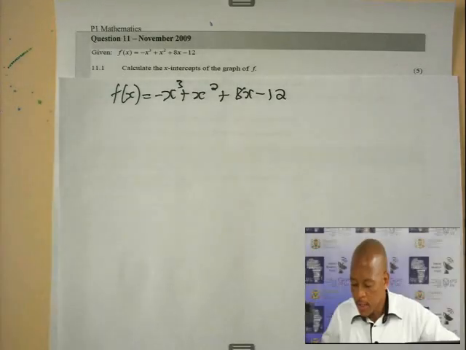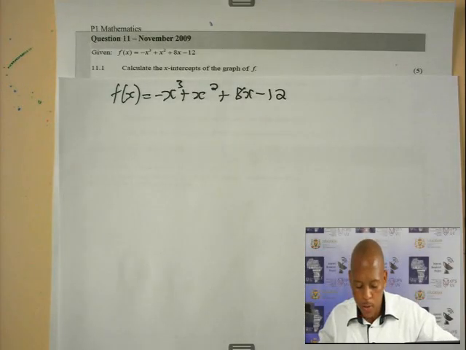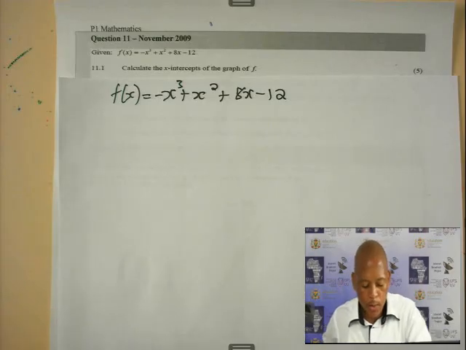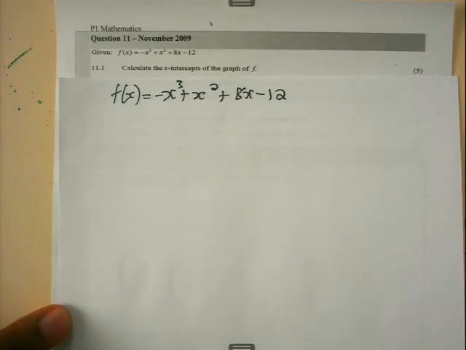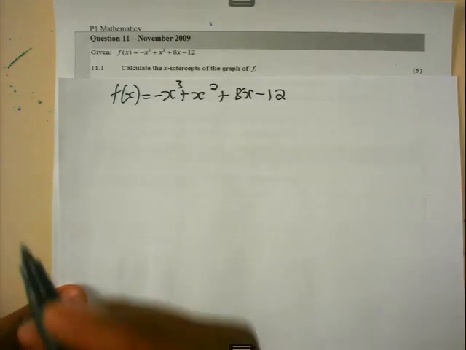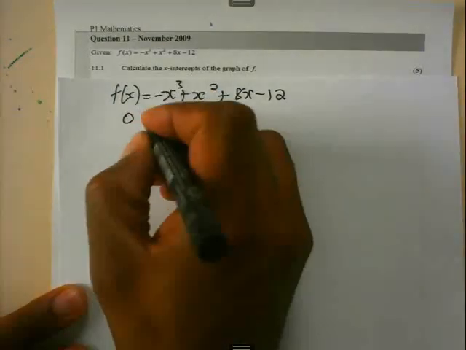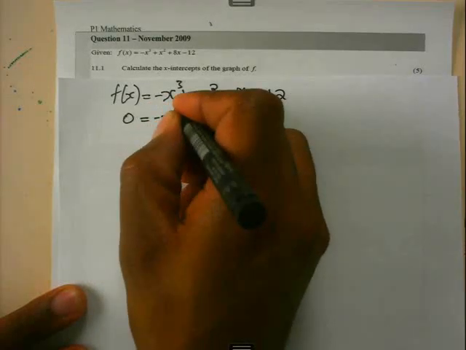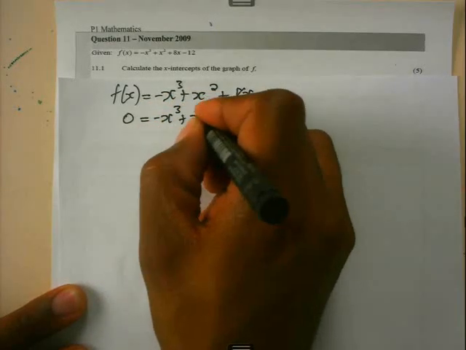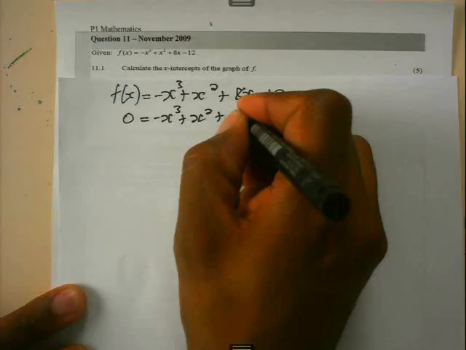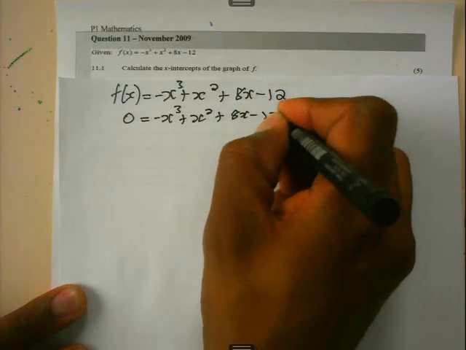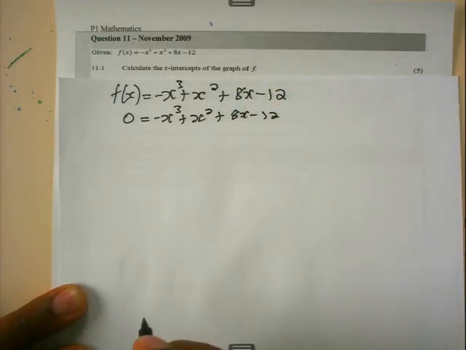Let us see now what is it that we must do. What is the first thing that we must do here, boys and girls? Of course, we said when you find the x-intercept, we must let f of x to be 0. Then it means we have 0 equals minus x to the power of 3 plus x squared plus 8x minus 12, right? f of x is 0.